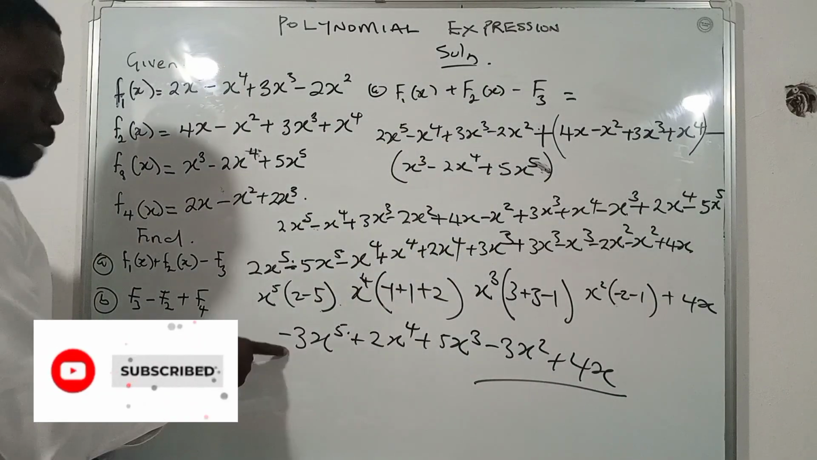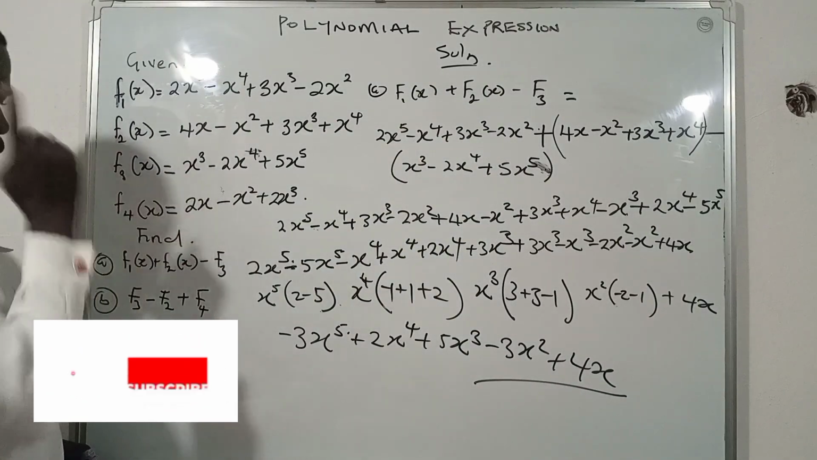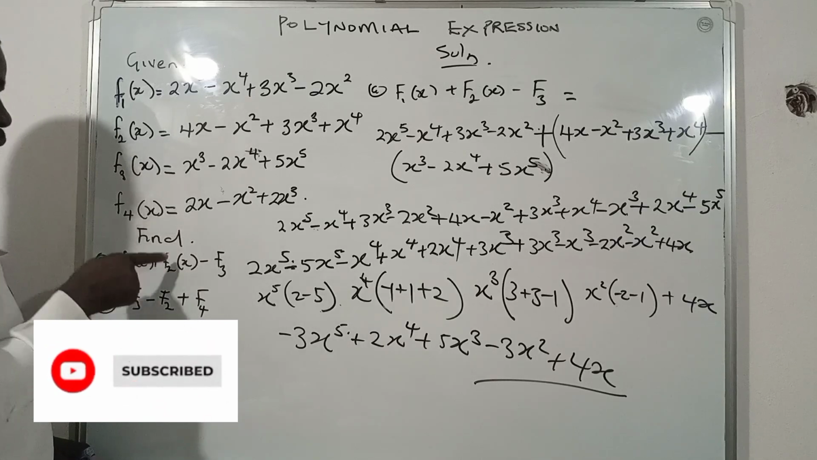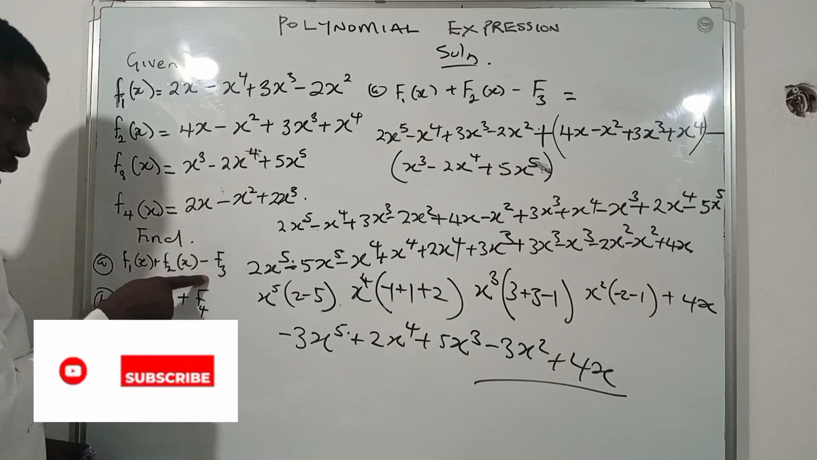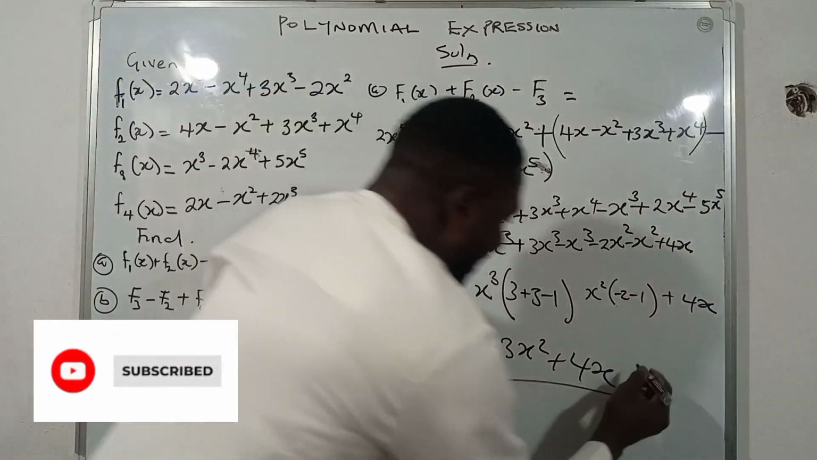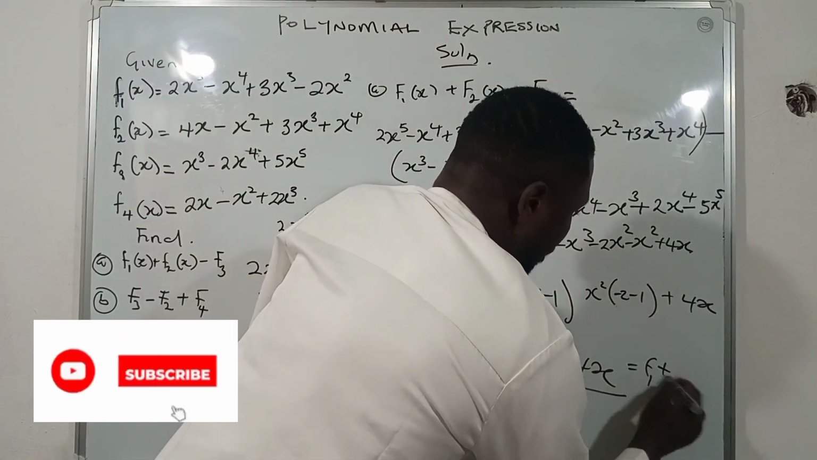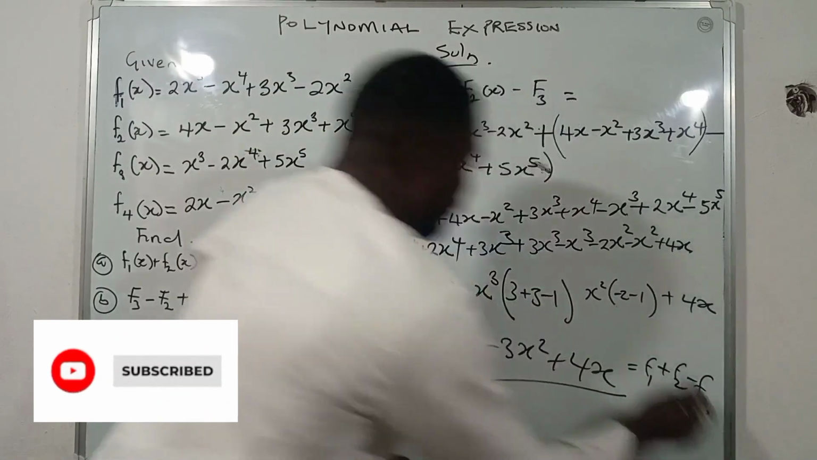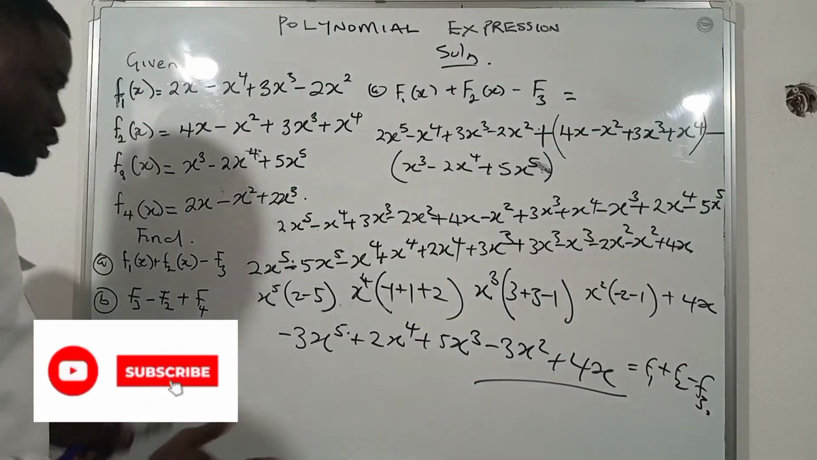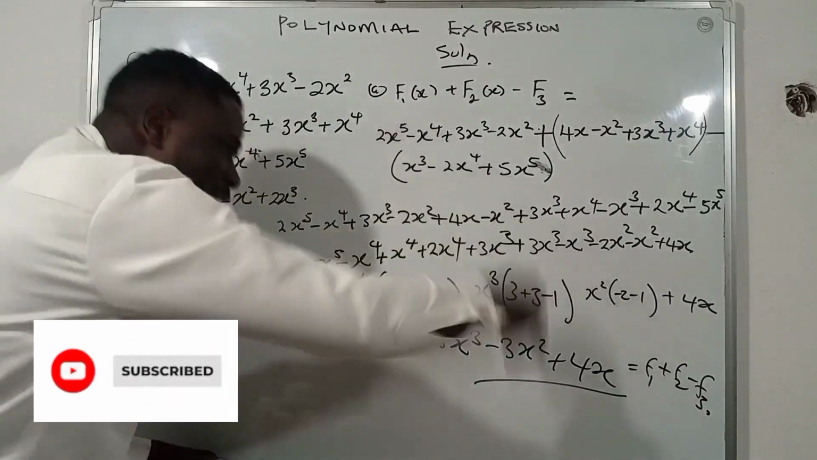I can see that minus the answer now, what the question was, find f1 plus f2 minus f3. So we can say that this is the same thing as f1 plus f2 minus f3. That's the final answer.